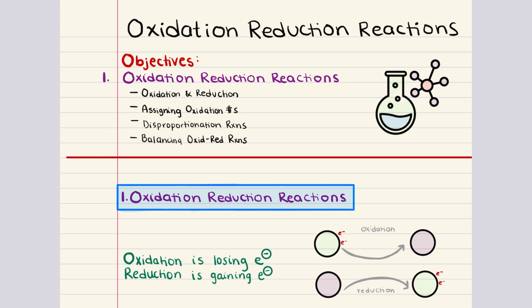Today we're going to be discussing oxidation-reduction reactions, and in this chapter we will cover the following topics. First, we're going to define oxidation and reduction. Second, we're going to go over the rules for assigning oxidation numbers. Third, we will explore disproportionation reactions. This is a unique class of redox reactions. And finally, we're going to learn how to balance oxidation-reduction reactions. With that introduction, let's go ahead and get started.